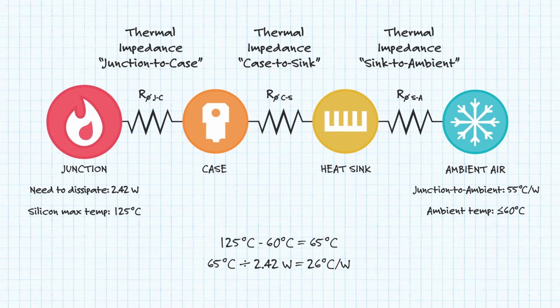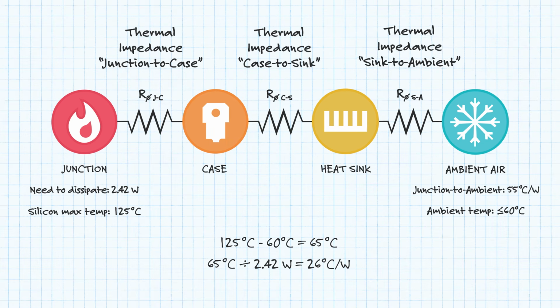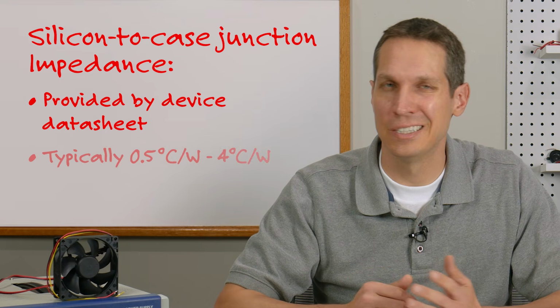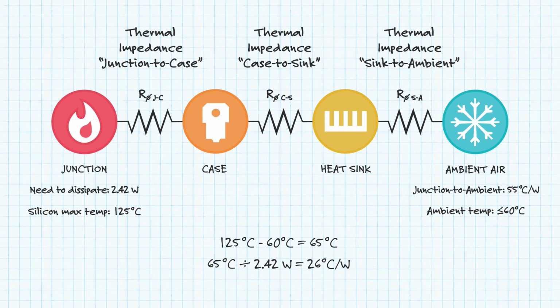Fortunately, it only requires some addition to add the impedances together. Instead of just worrying about the device to air junction, we need to know the silicon to case junction impedance, case to heatsink junction, and finally the heatsink to ambient air. The silicon to case junction impedance will be provided by your device datasheet. It's typically between 0.5 degrees per watt up to 4 degrees per watt. Let's say 0.5 degrees per watt for our example.